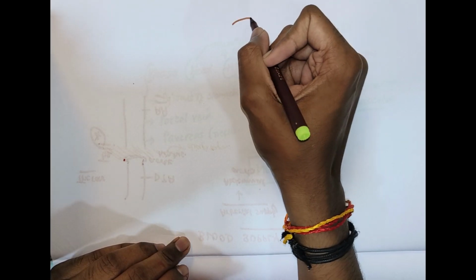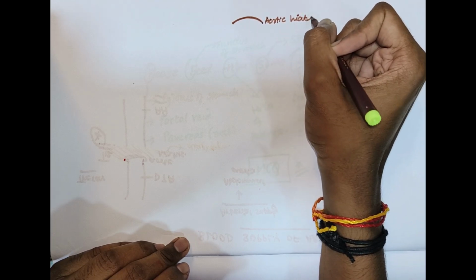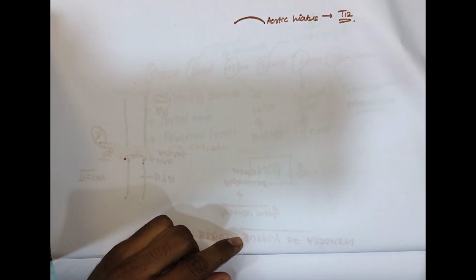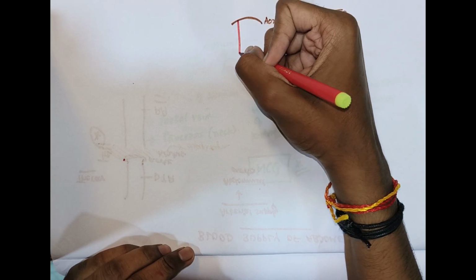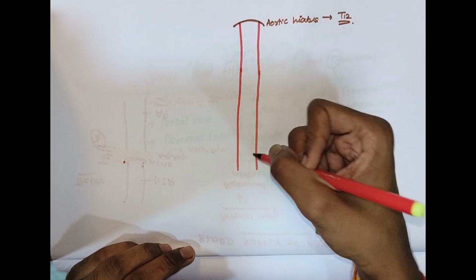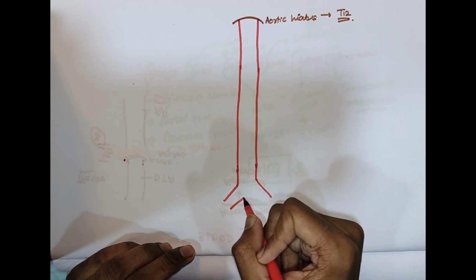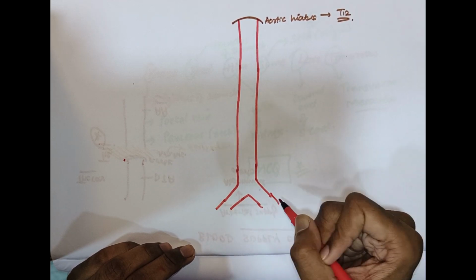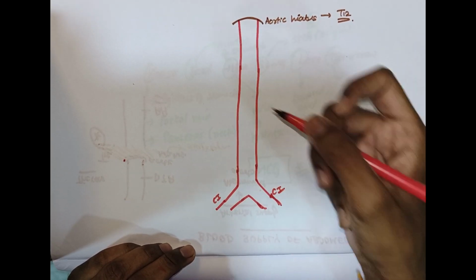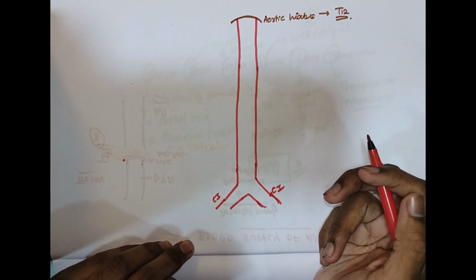Now let us understand the abdominal aorta and its branches. To begin with, we'll mark the aortic hiatus here, at the level of T12. This is the abdominal aorta entering the abdomen, traversing the whole length of it, and finally dividing into the common iliacs. This is the abdominal aorta. Now let us talk about its branches.